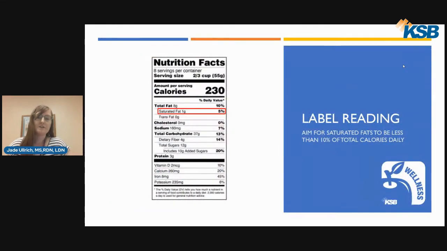And remember, from my previous nutrition presentation on label reading basics, I identified what to look for on a food label. So when it comes to saturated fat, you want to aim for saturated fat to be less than 10% of total calories daily. So for a 2,000 calorie diet, this would mean aiming for less than 22 grams of saturated fat daily. On the nutrition label, under total fat, you see saturated fat. And you can see that this product contains 1 gram of saturated fat, or 5% of the daily value of saturated fat.